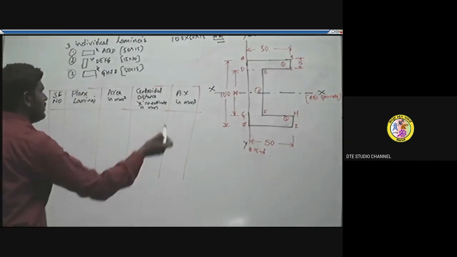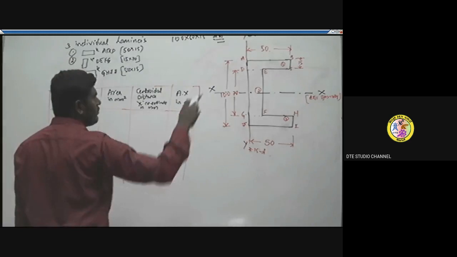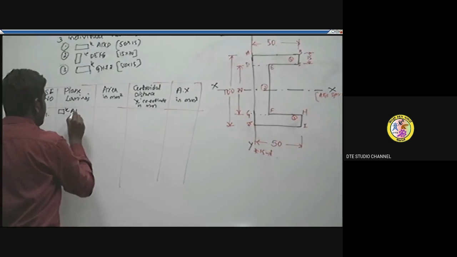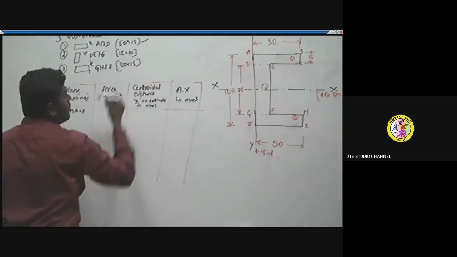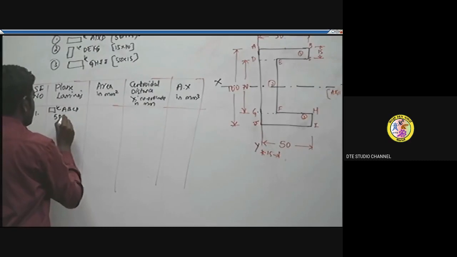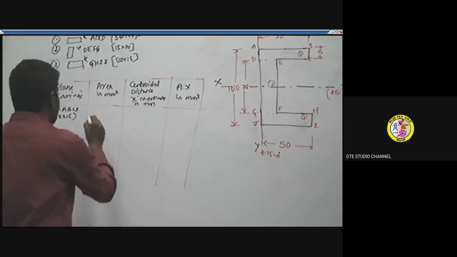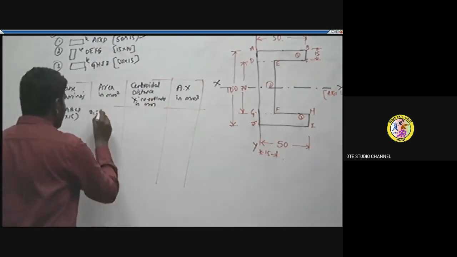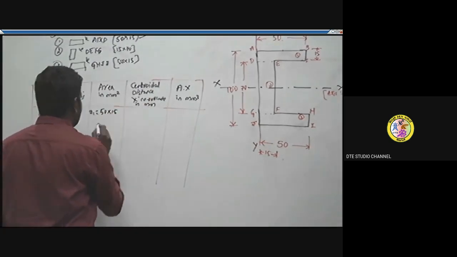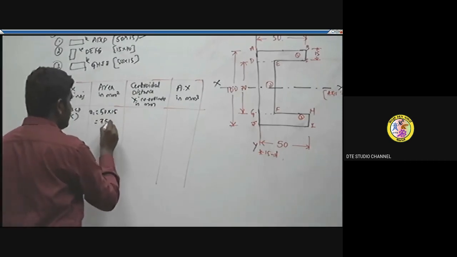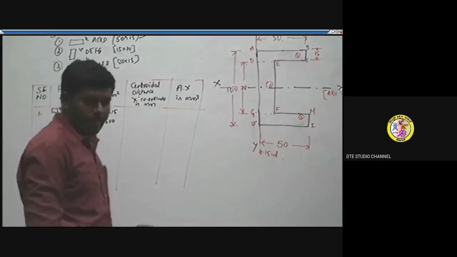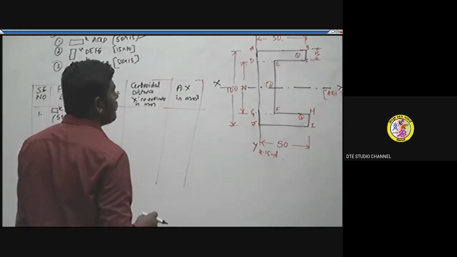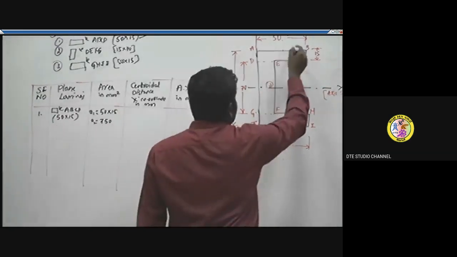Okay, consider the first lamina. It is in the form of rectangle ABCD. It has cross sections as I mentioned here, 50 into 15. So the area, we know the formula. A1 for a rectangle is L into B. It is simple. So 50 into 15, that is 750. This is A1.